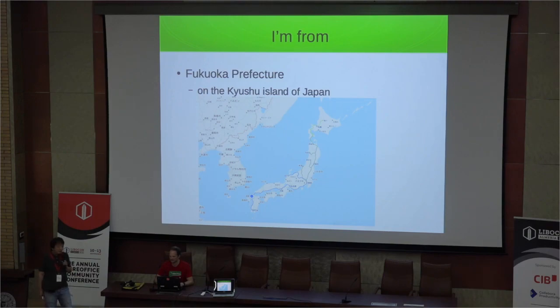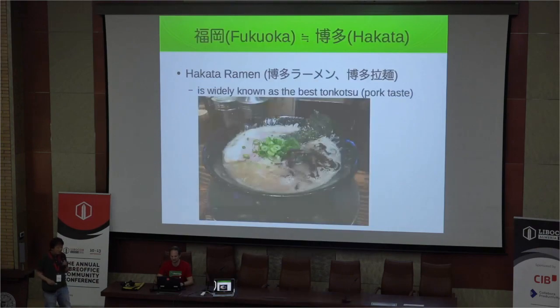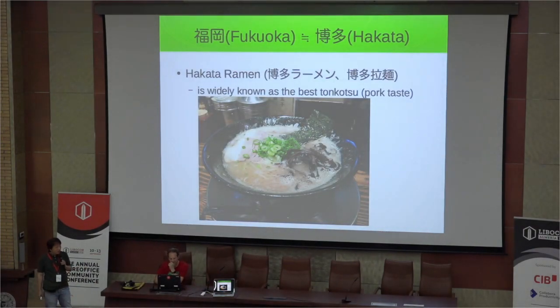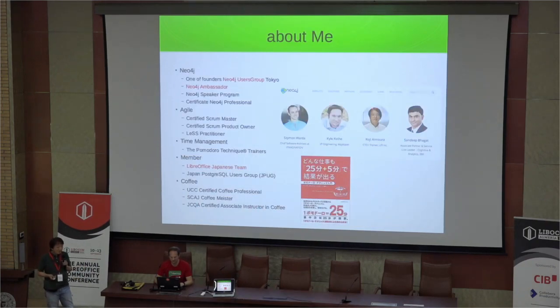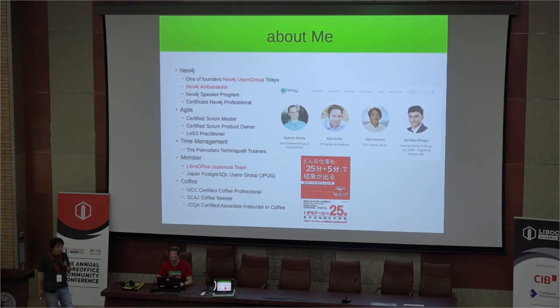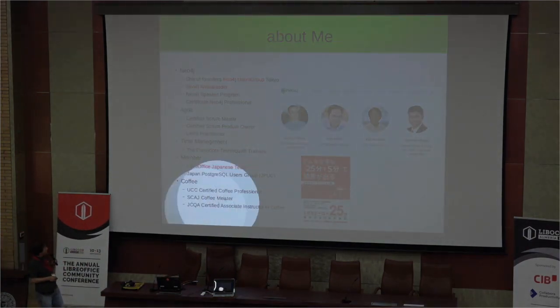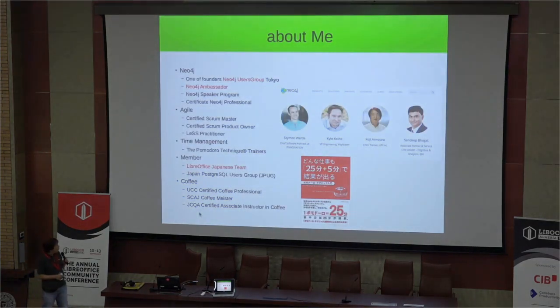About me, I'm from south of Japan, Fukuoka. Do you know Kyushu Island? No? Oh, thank you. And most famous is pork taste ramen noodle. About me, I am one of the founders of Neo4j user group Tokyo, and a member of the LibreOffice Japanese team. And well, I like coffee, so I like some certificate.